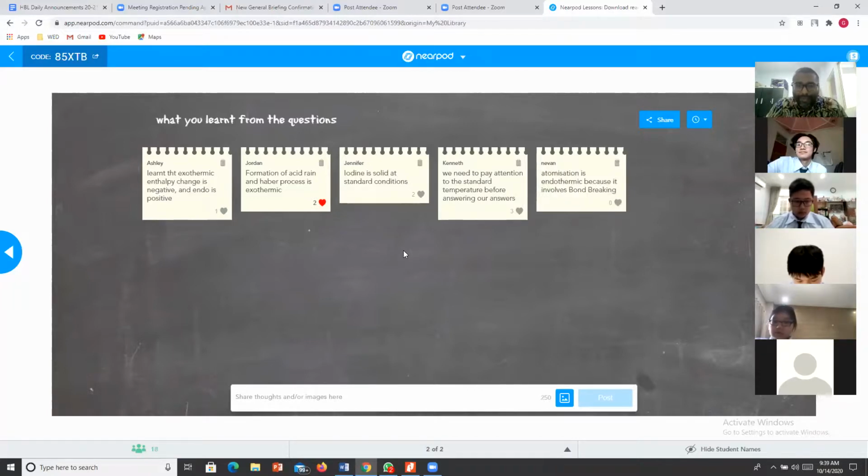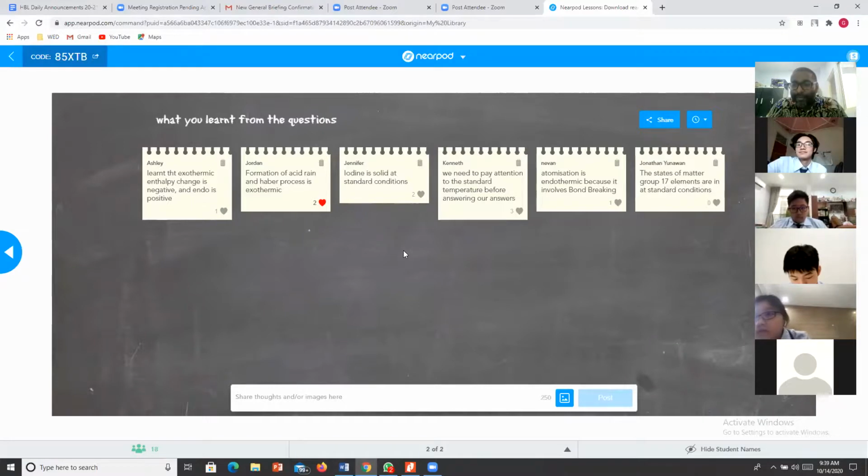Atomization is endothermic because it involves bond breaking. Yes, very good, Nevan, very good observation. Because atomization always involves bond breaking alone, so it's always endothermic.